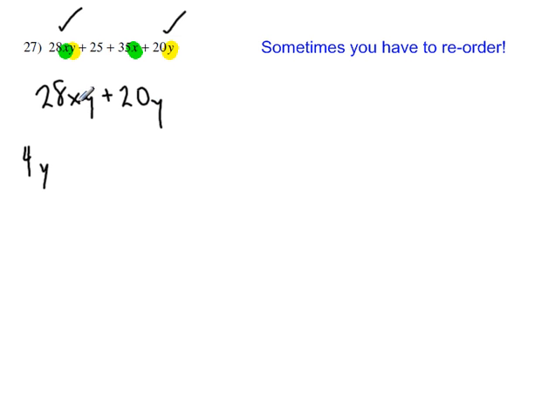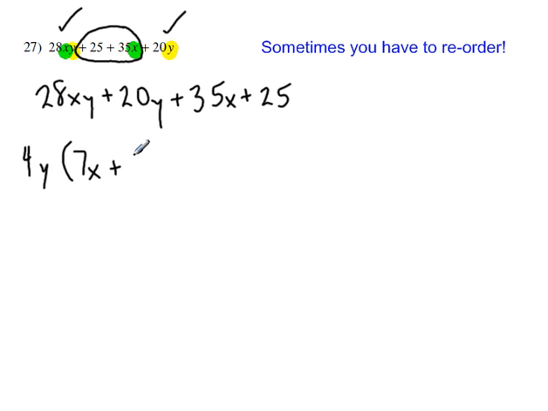All right, so I'm going to be left with an x. So when it comes to these final two terms that I still need to order, if I want a 7x in front of a constant, I'm going to put the 35x next, and I'm going to put the 25 at the end. So let me write down what I was just saying. If I pull a 4y out of this, I'm left with 7x plus 5. Now I've set myself up to do the exact same thing here by pulling out a 5. So 35x plus 25, if I factor 5 out, leaves me with 7x plus 5.